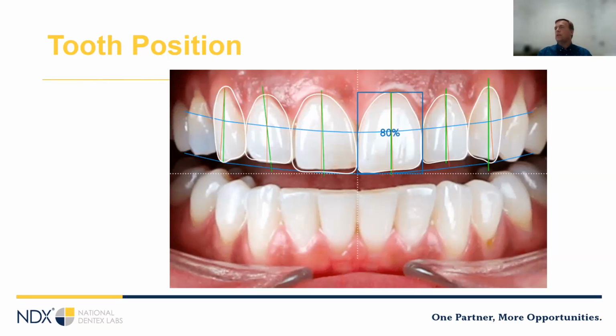Oftentimes you want the gingival and incisal lengths of the cuspids and centrals to match on the maxilla, of course, and then you want your laterals to be about 0.5 millimeter to no more than 1 millimeter shorter at both the apical and the incisal. You want to look at your line angles.